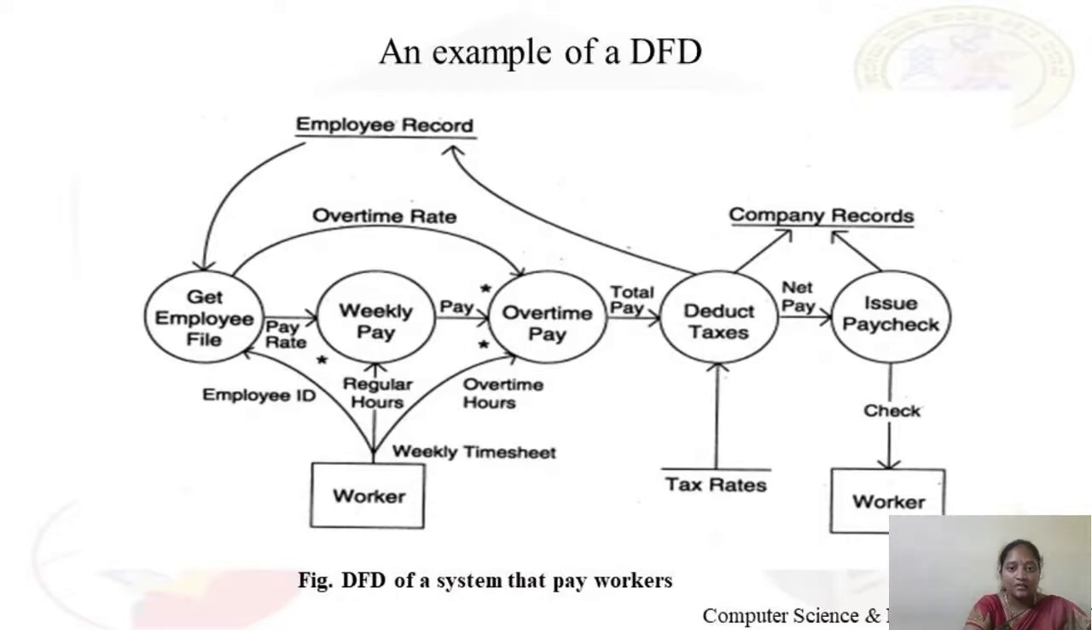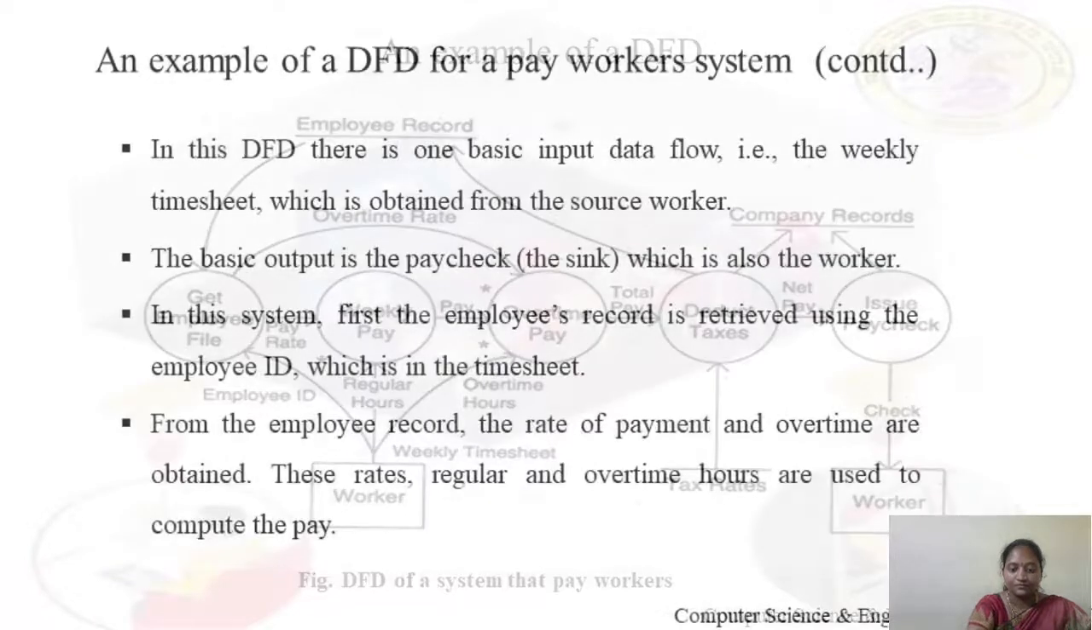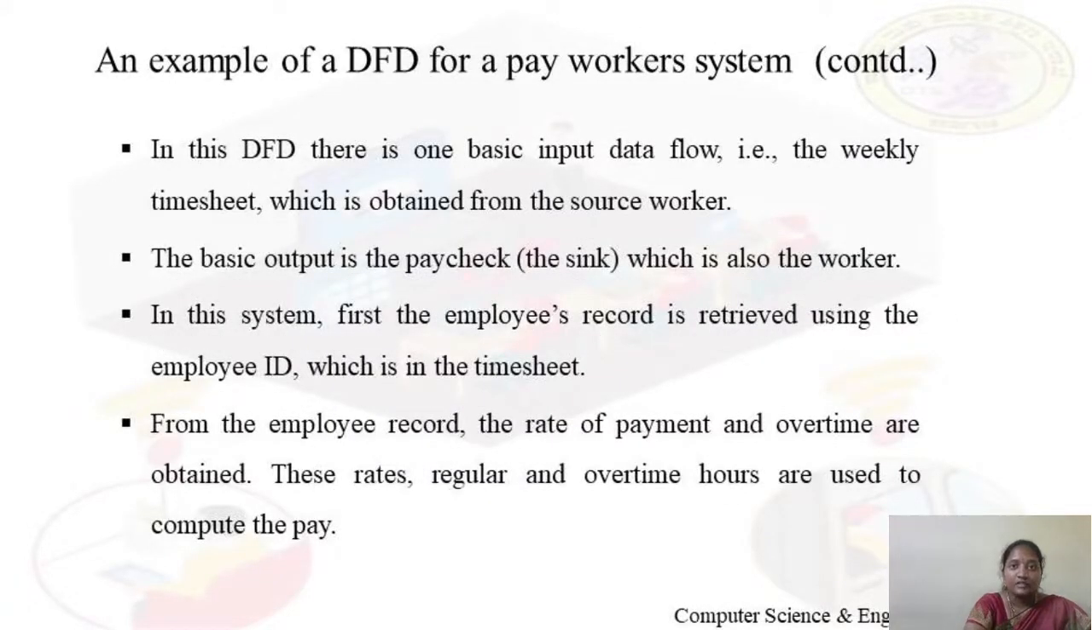Students, in this diagram there are 5 processes which are represented by a circle and one source or sink which is represented by a rectangle and many data flows, and each data flow has a name, and there are external files which are required by the company and it is represented by straight line with the name. In this example, there is only one basic input data flow, that is weekly timesheet, which is obtained from the source worker, and there is one basic output, that is paycheck, which is also a worker.